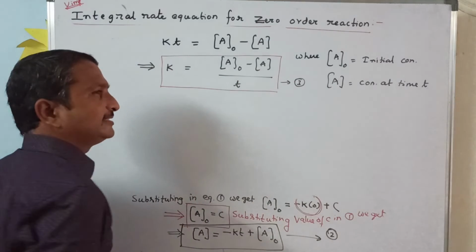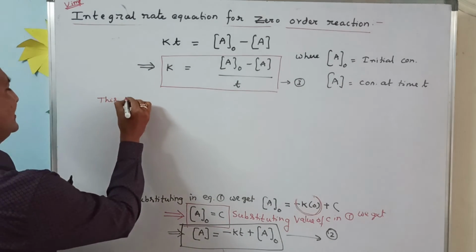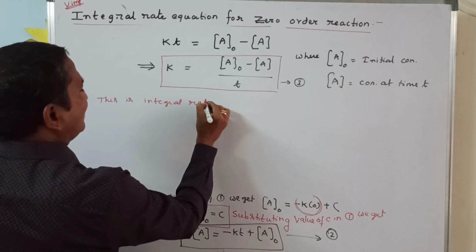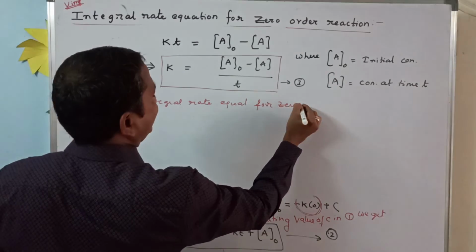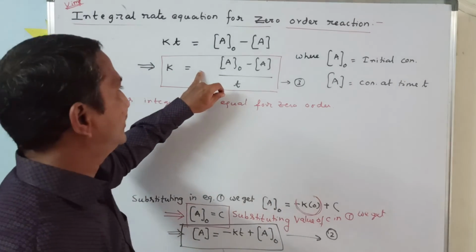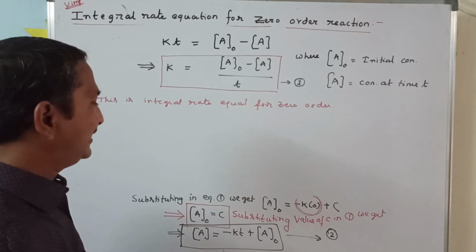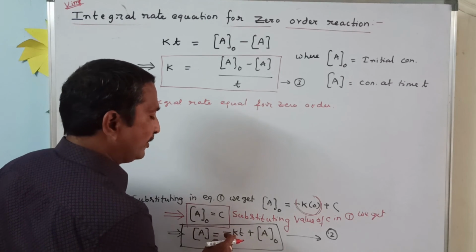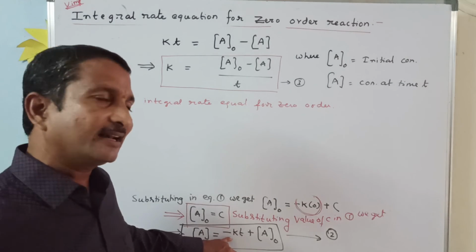This is called the integral rate equation for zero order reaction. Tell me, what is the integral rate equation for zero order? k is equal to ([A]0 minus [A]) by t. Clear? This is another form of the integral rate equation. [A] is equal to minus kt plus [A]0. This can be taken as the integral rate equation.